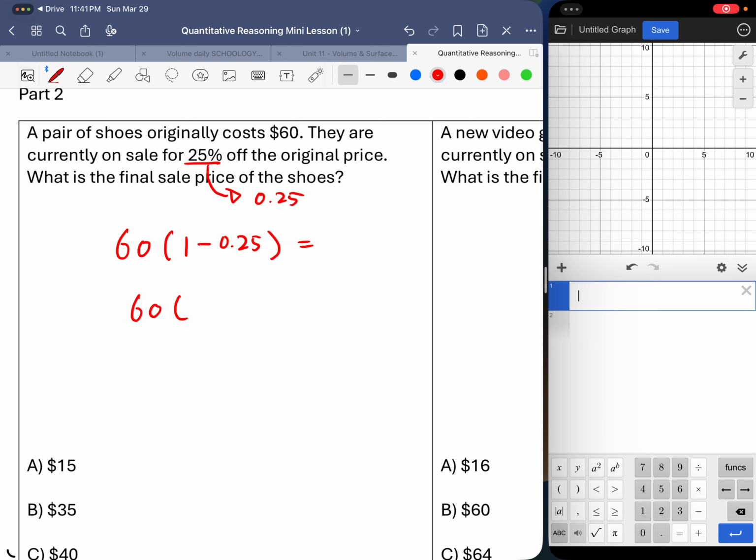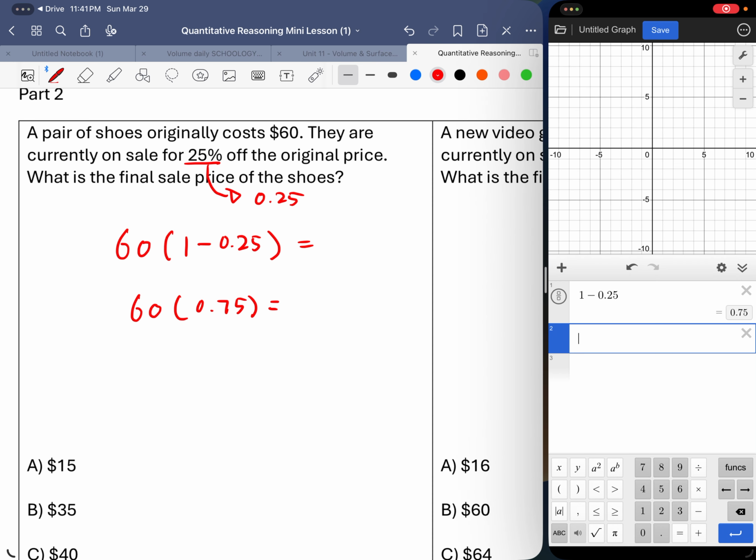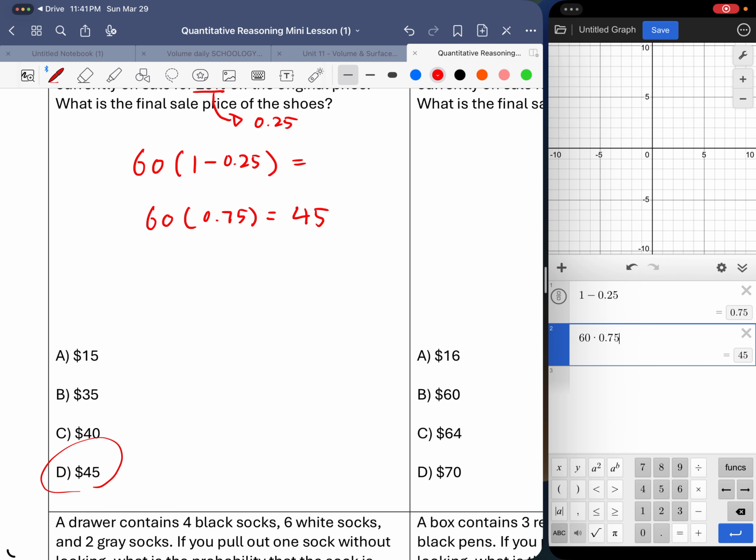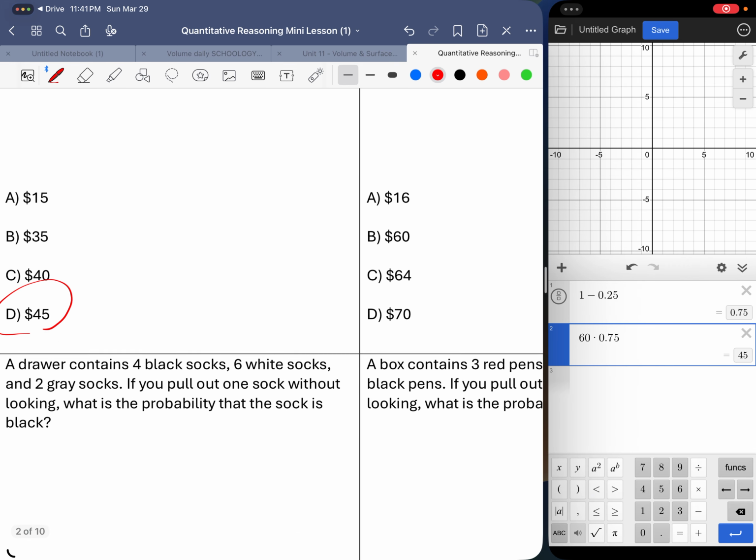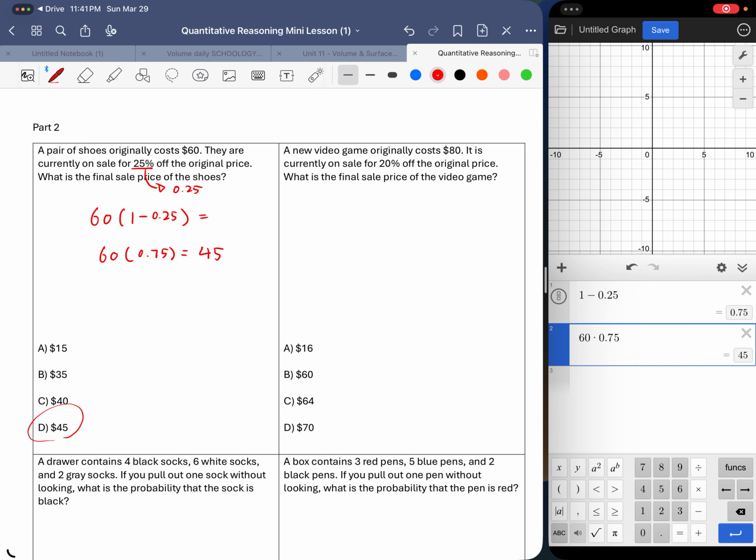So first, what you have to do is 1 minus 0.25, which gives you 0.75. After that, you do 60 times 0.75. That's going to give you 45. So that's $45. Although in class I did it a slightly different way, this is one way that you can do it. All right? So try the question on the right by yourself.